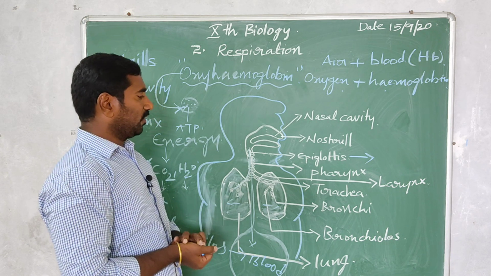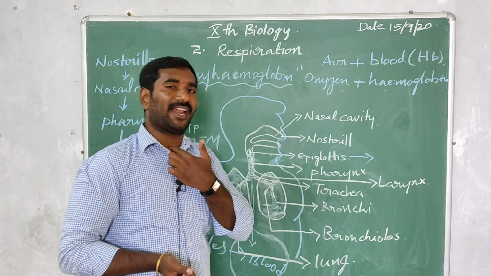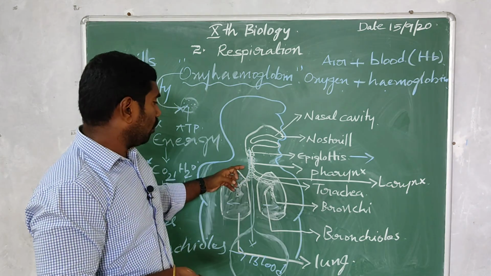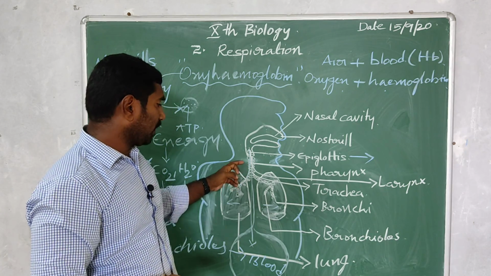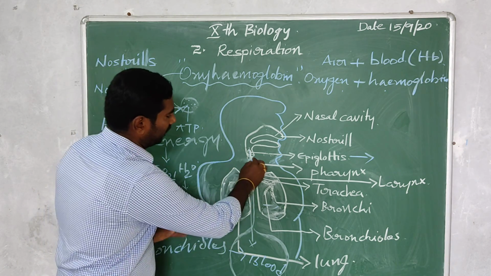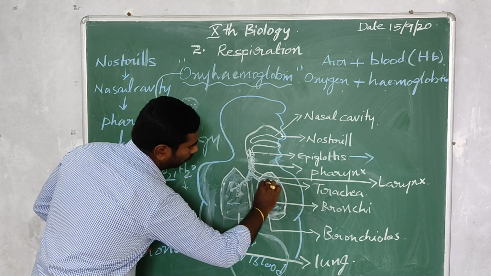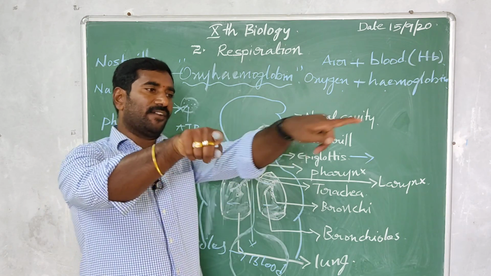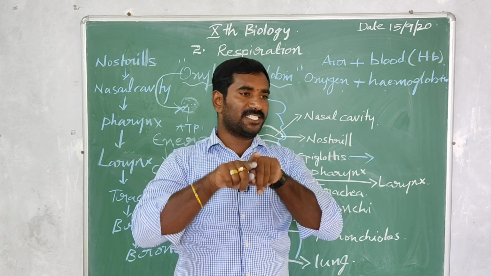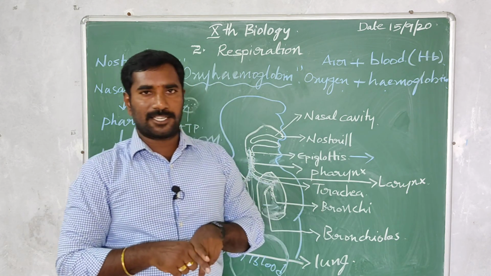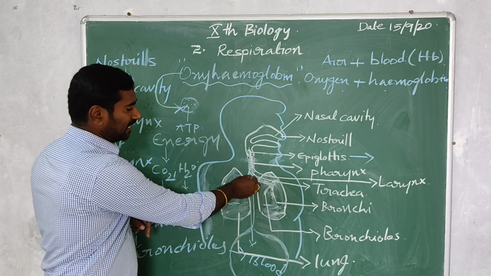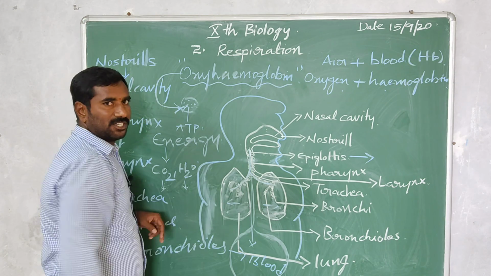After the epiglottis, we have the trachea, the vocal cords. After that, the air reaches the bronchi. It is divided into two parts: one goes into the left lung, one into the right lung. Then the bronchi are divided into bronchioles. Now the air has entered the bronchioles.